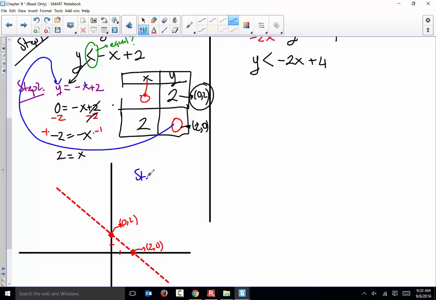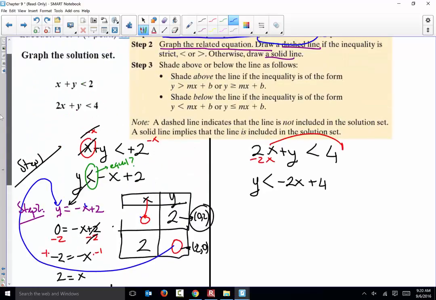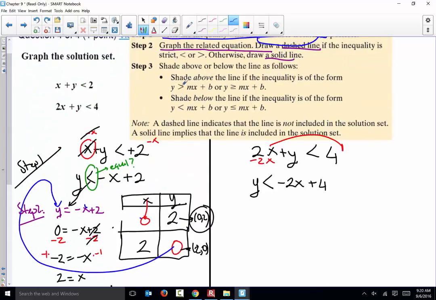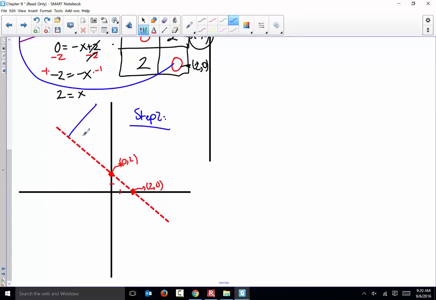Step 3. I will use this picture again. What do we do in step 3? We are going to pick a side, either above the line or under the line, and color it. Now, this is above, this is under. Which side are we going to pick? And why?